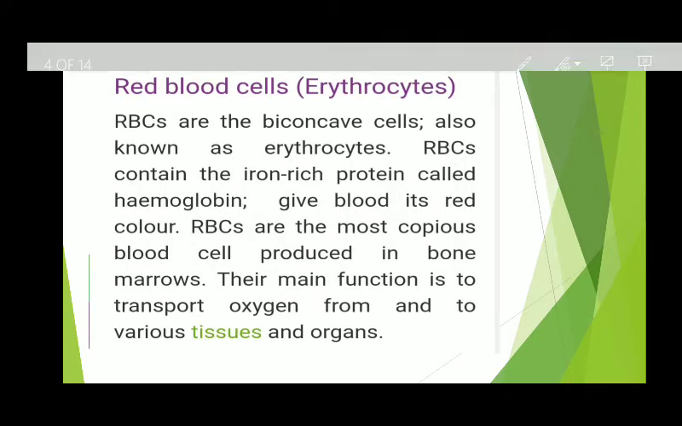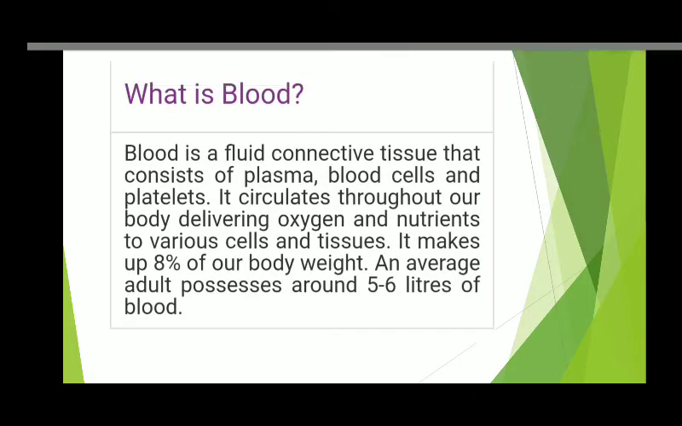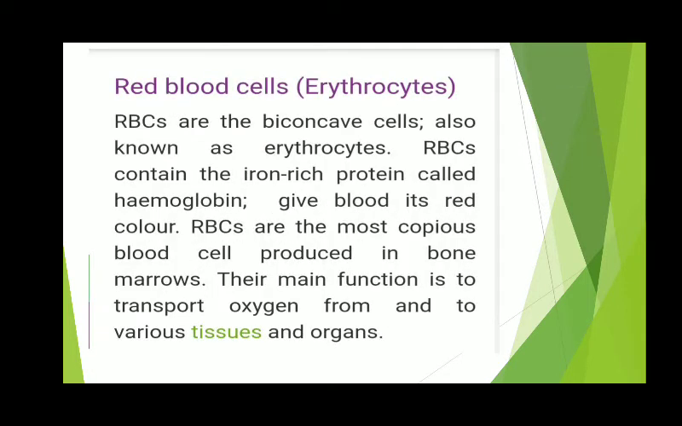And what are red blood cells? Red blood cells are also known as erythrocytes. Red blood cells are red in color due to the presence of a pigment that is known as hemoglobin. Why are red blood cells red? Due to the presence of hemoglobin. And red blood cells are carriers of oxygen.